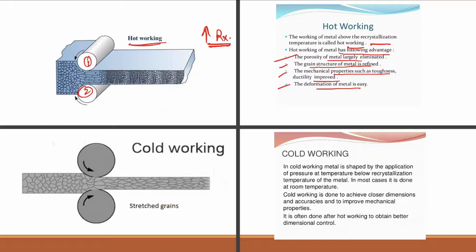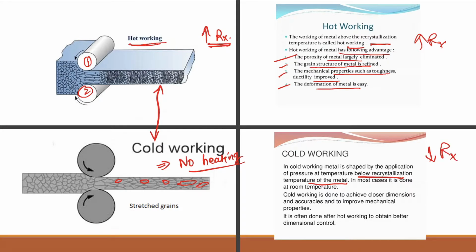Now the cold working. Here we can see in cold working there is no prior heating of the metal. That's why the grains are only stretched. So this is the major difference between hot working and cold working. In cold working, metal is shaped by the application of pressure at a temperature below the recrystallization temperature. Remember, hot working is above the recrystallization temperature, cold working is below the recrystallization temperature.